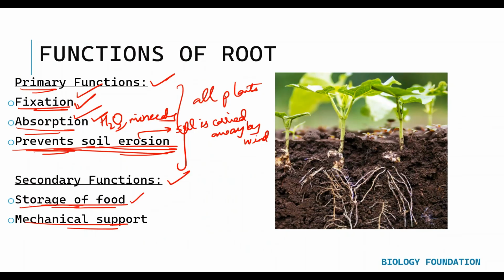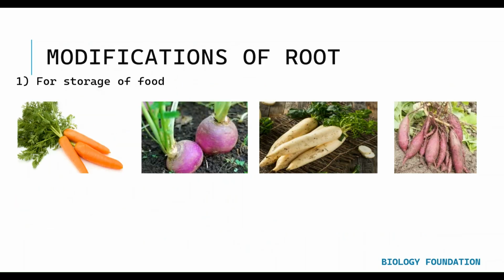Now we have discussed the basic functions. These are seen in any part of the plant. Coming to secondary functions, they are found only in certain plants. That is, in some plants the roots get modified for storage of food. In some plants the roots help in providing mechanical support. Let's understand the modifications of root. The first modification is for storage of food.